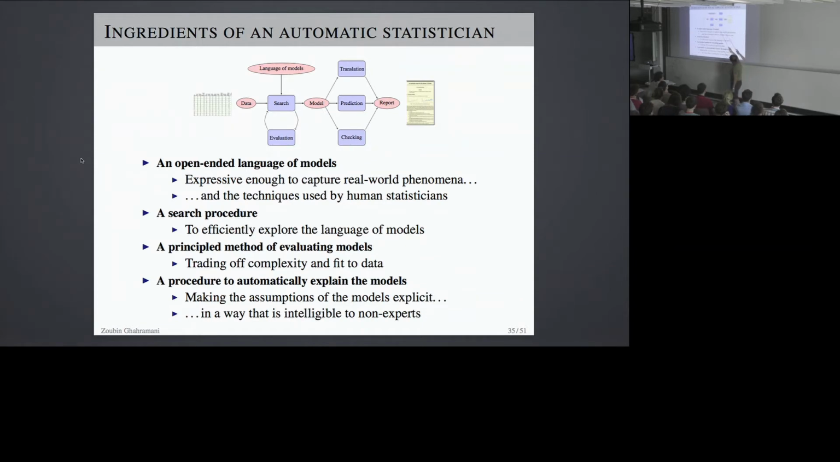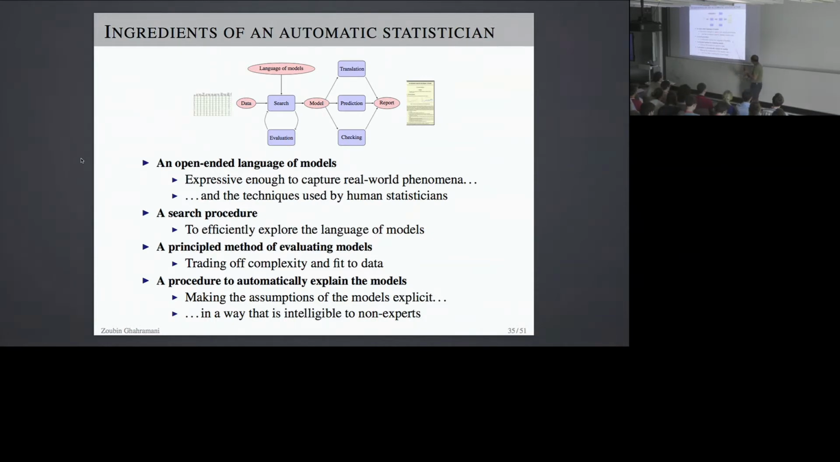What we want is an open-ended language of models, and we want that language of models to be expressive enough to capture models that people would commonly use, but also open-ended in the sense that we should be able to generate models that nobody's ever tried. The reason we're calling it a language of models is a little bit like language itself, where you can take words and combine them together to form new sentences. So we should be able to generate new kinds of models by combining other model components.